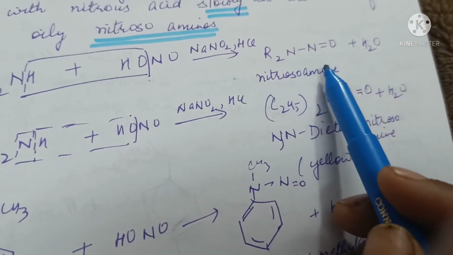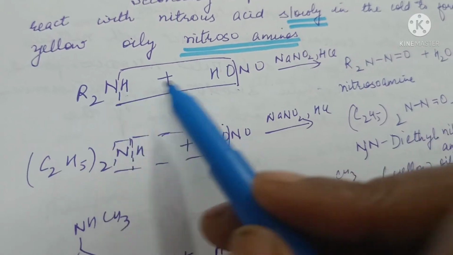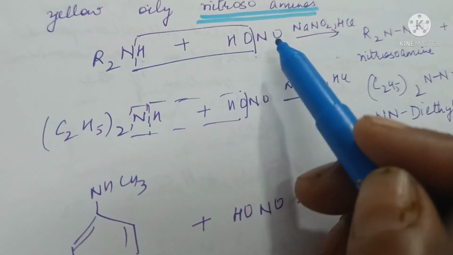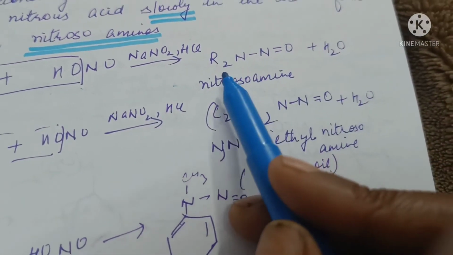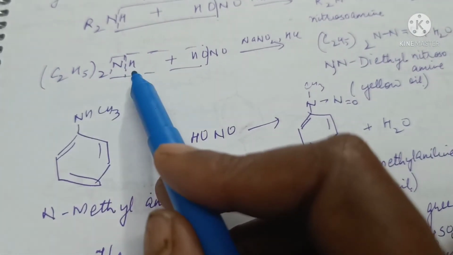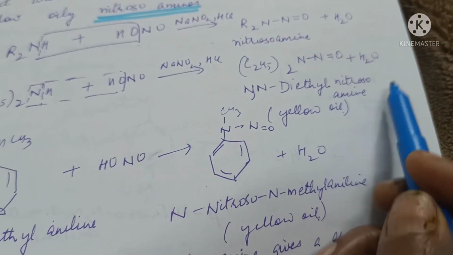Secondary aliphatic amines and aromatic amines will react with nitrous acid slowly in the cold to form yellow oily nitrosoamines. So H of the secondary amine and OH of nitrous acid will react in this case to form water, and NO gets attached to form nitrosoamine. Similarly, diethylamine will react with nitrous acid to form N,N-diethyl nitrosoamine and water.